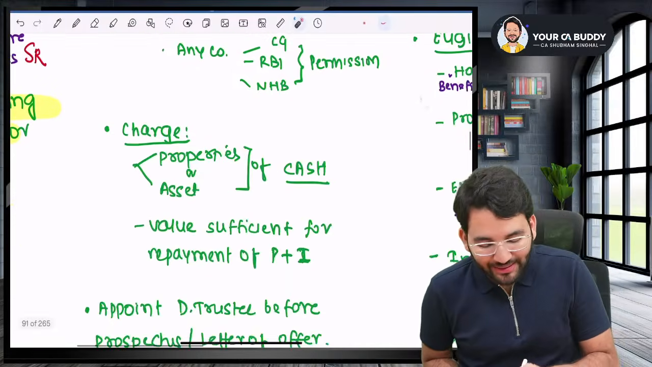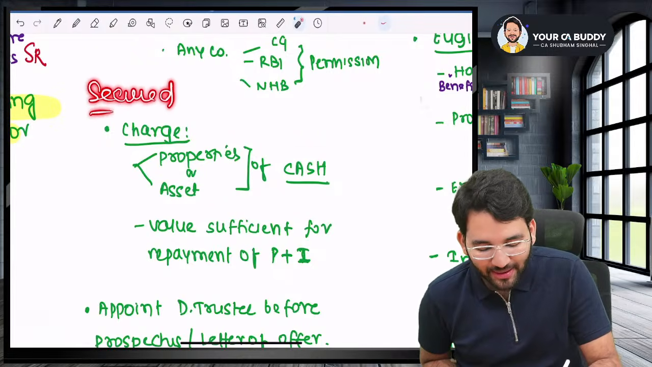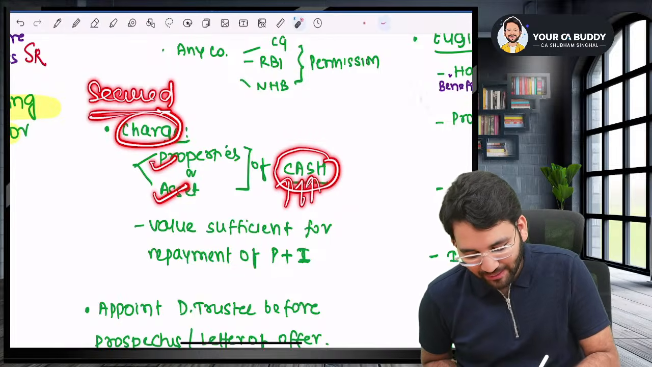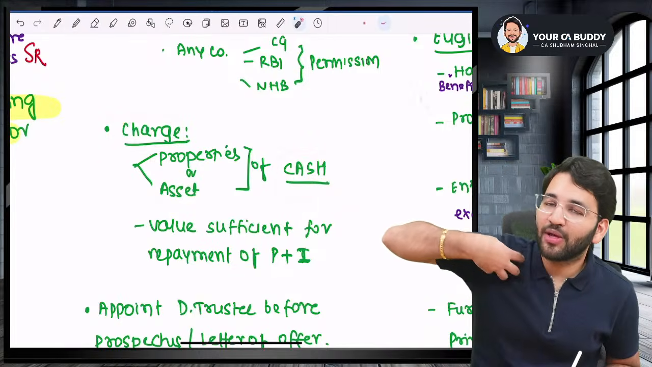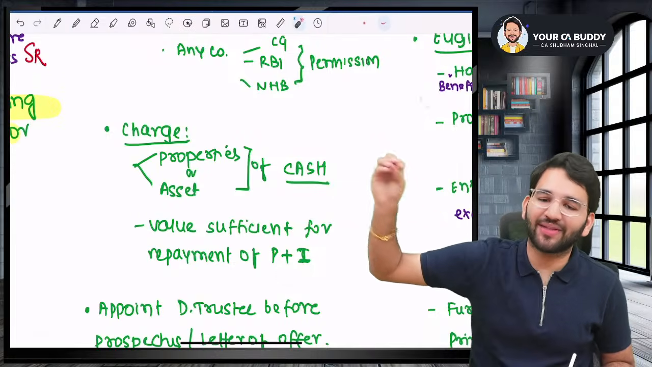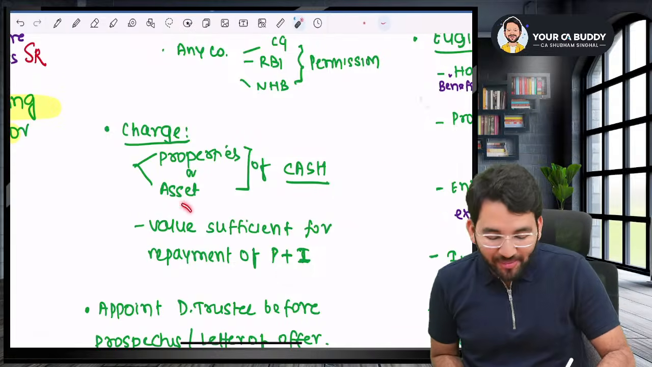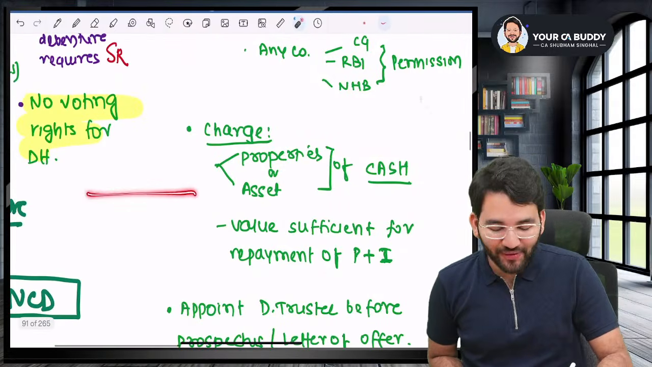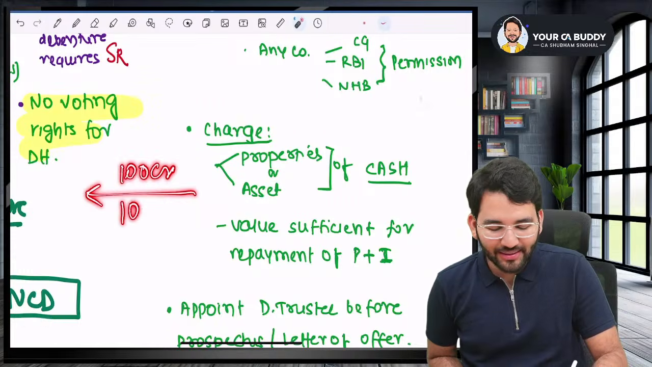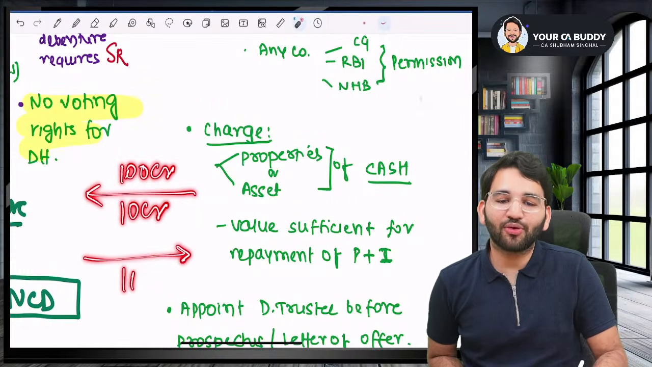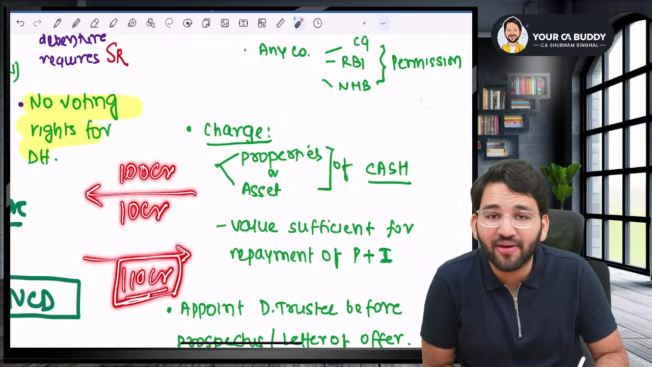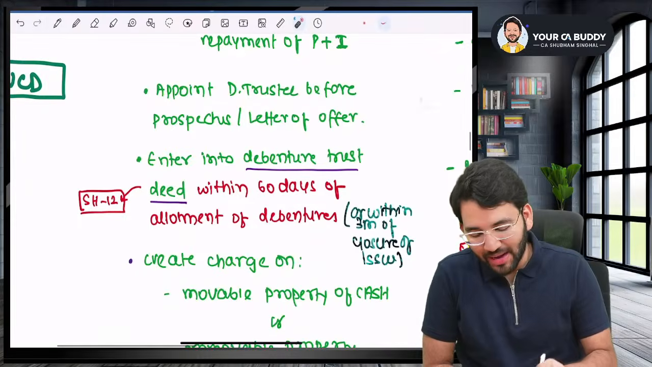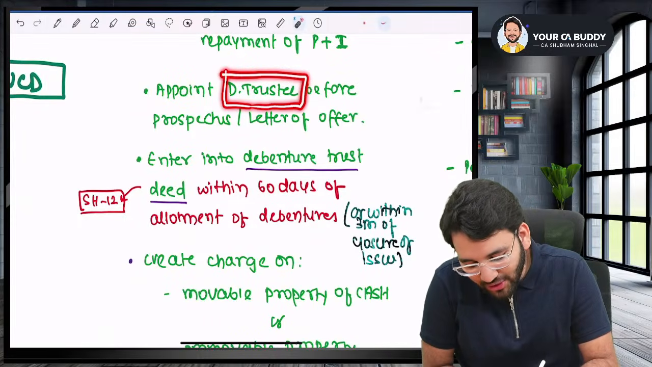Now, sir, how will you create a secured debenture? Sir, for secured debenture, you have to create a charge on the property or asset of the company, associate, subsidiary, or holding. What will be the value of the charge, sir? Sir, the value should be enough to cover principal plus interest. If you have taken a debenture of 100 crore and the interest is going to be 10 crore, your security should be enough to give you a value of 110 crore. Only then it will be considered as secured debenture. After that, sir, for debenture, you will appoint a debenture trustee.